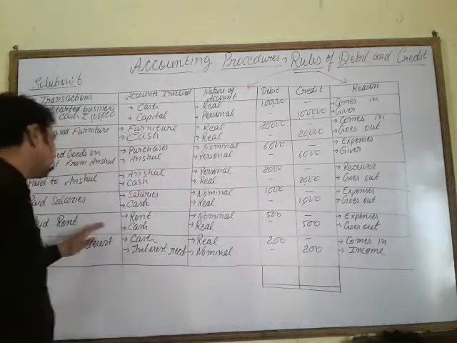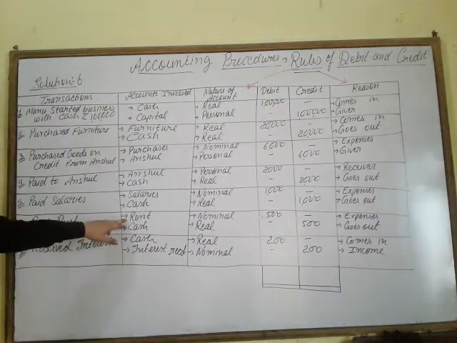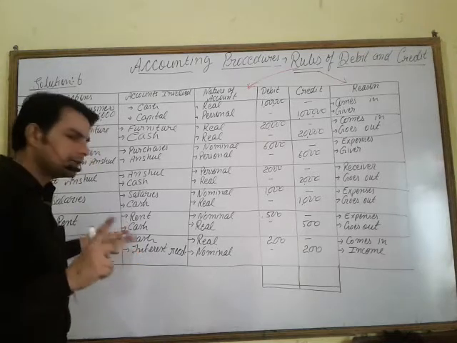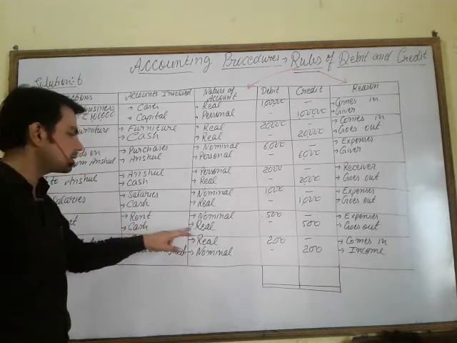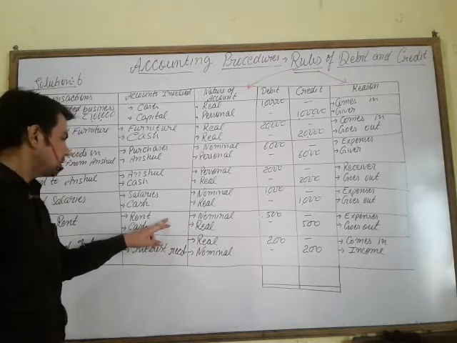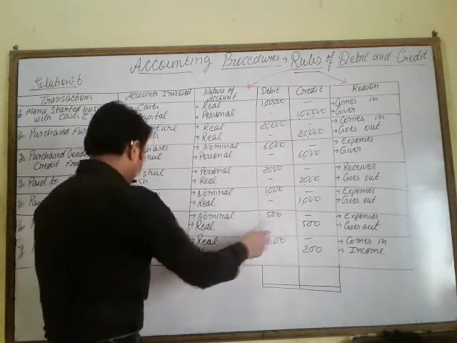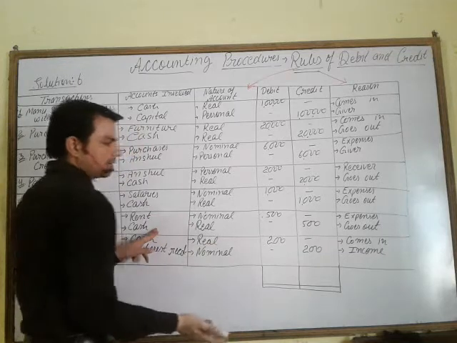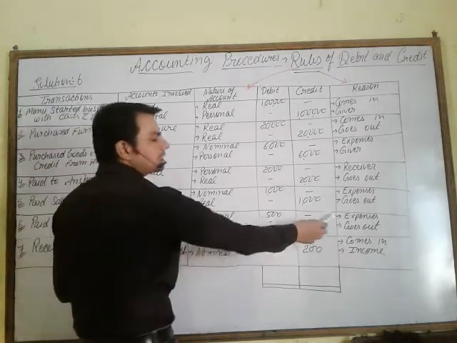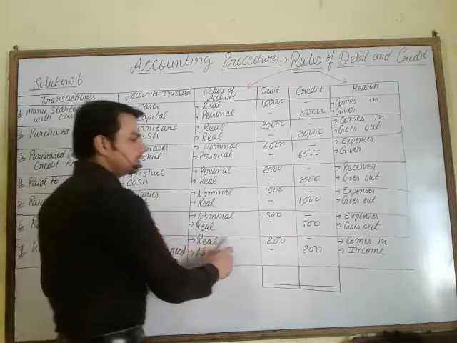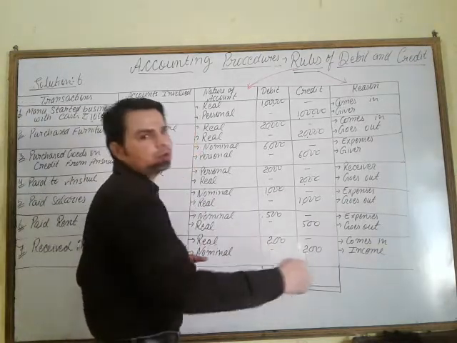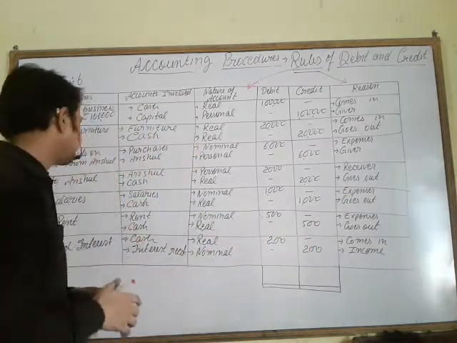Next, paid rent account. In the same manner, two accounts involved, rent account and cash account. Rent is nominal and cash is a real account. Rent account is debit and cash account credit. Why? Because rent is expense. Expenses are debited. And cash is real. What goes out? Whatever goes out is credited.